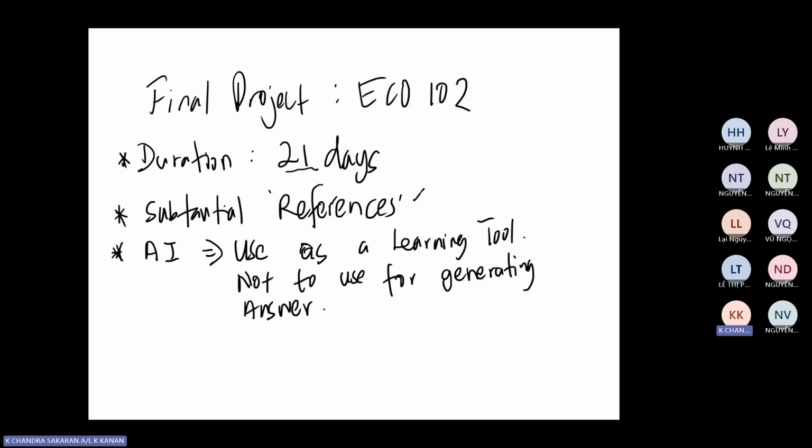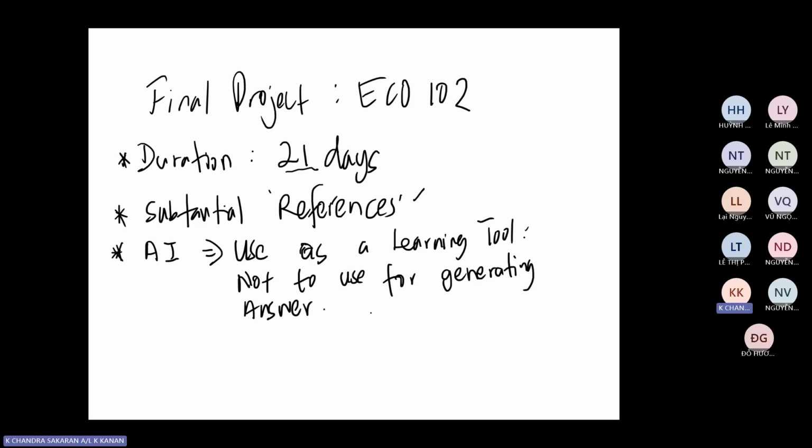You must read a lot of relevant material. Use the tool you want to use, but do the AI declaration, say what tool you use, but do not use it for generating answers. You can use it to find, for example, a certain article: you can ask AI to provide the source of the article. Then you go to the source and read the article or report and see whether you can use it for your project. So that's how you use your AI.